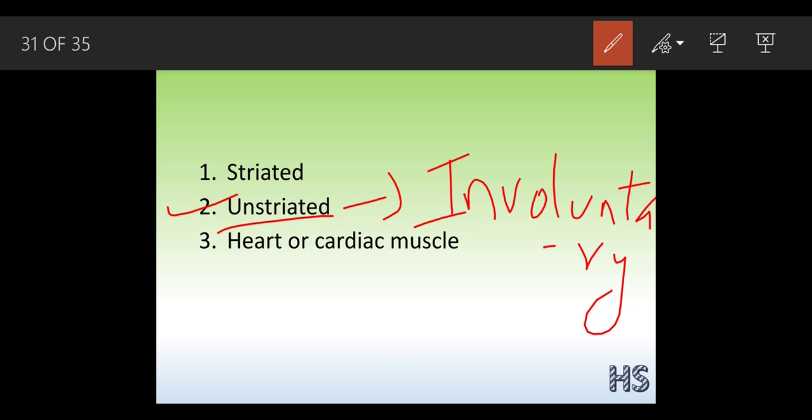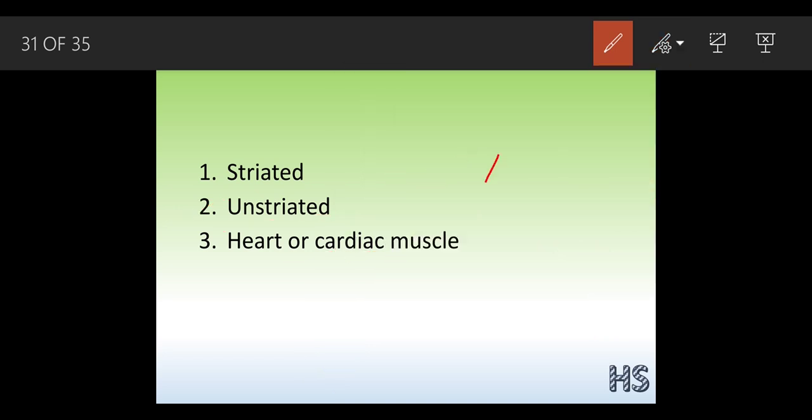See, even these unstriated muscles are long. They have pointed ends because the shape is like a needle. They have a needle kind of shape, like this. And as striated was multinucleated, the unstriated is uninucleated. What do you mean by uninucleated? Only a single nucleus.